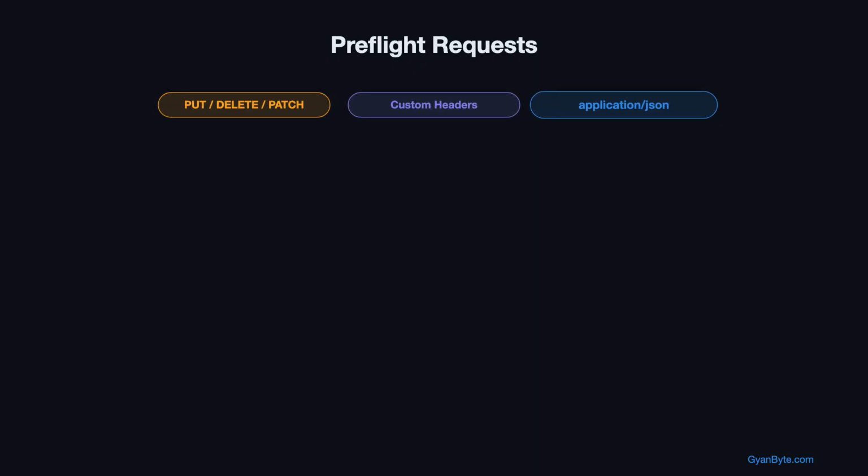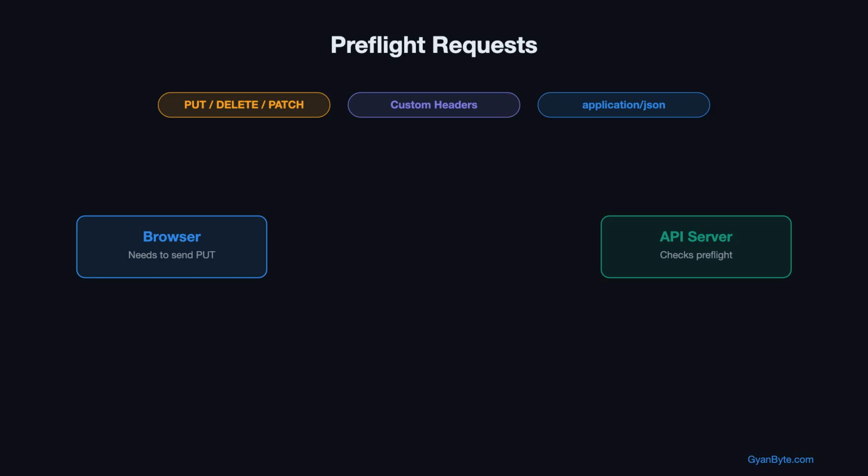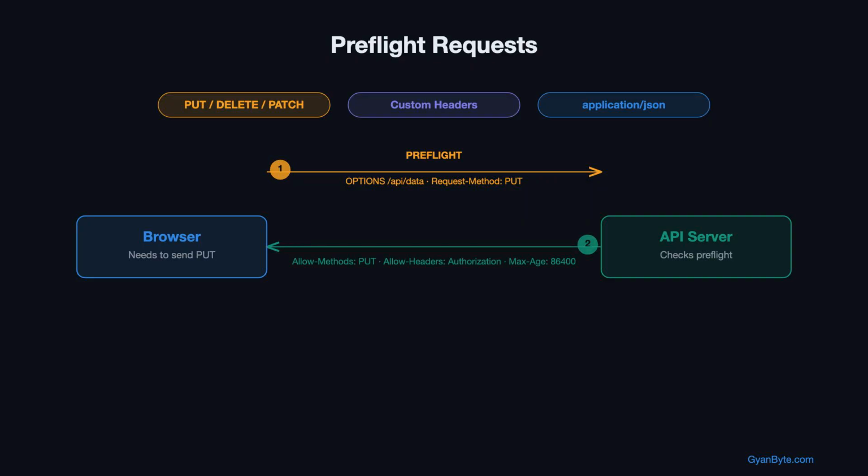Not all requests are simple. When you use PUT, DELETE, or PATCH, when you send custom headers like Authorization, when you set content type to application/json, the browser has to check first, can I actually make this request? That check is the preflight. Step 1. Before sending the real request, the browser sends an OPTIONS request to the same URL. It includes Access-Control-Request-Method, the method it wants to use, and Access-Control-Request-Headers, the custom headers it needs to send. Step 2. The server responds saying which methods are allowed, which headers are allowed, and how long to cache this preflight result.